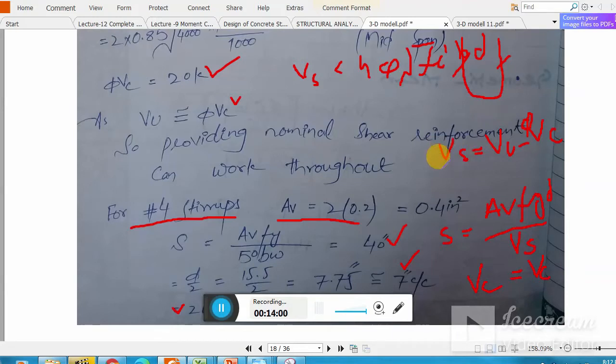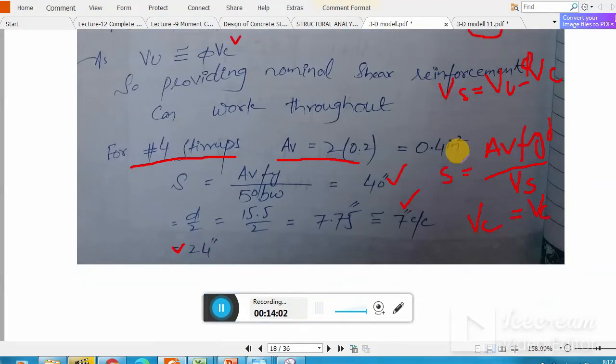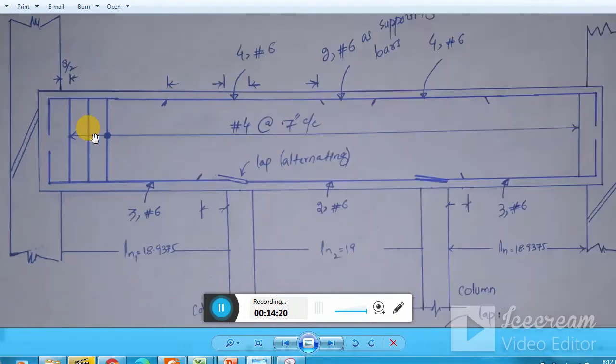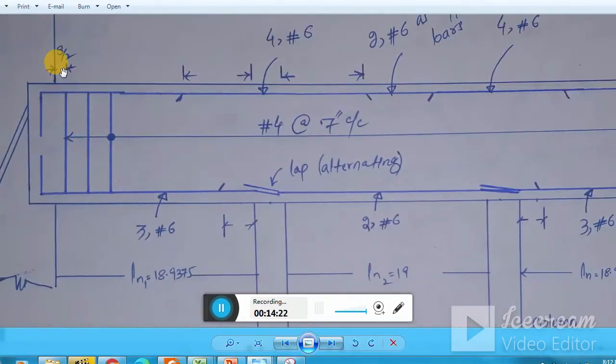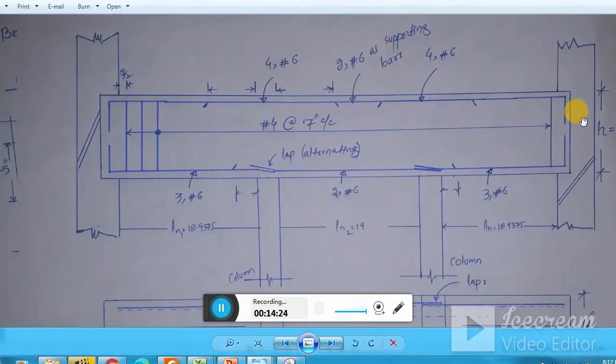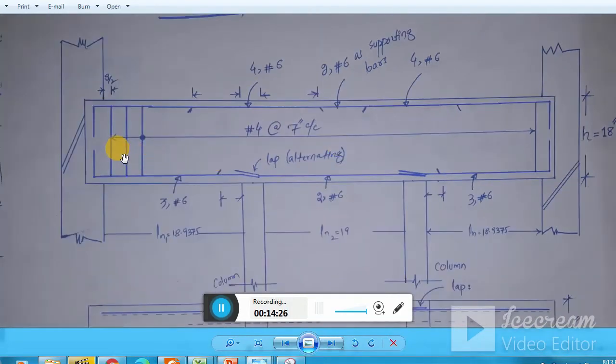If you calculate this S, it will be more than this spacing, 40 inches. So we don't need to use this one. We have to check these limitations, and this one will cover it. Okay, 7.7, I use 7 inch center to center. That is the reason that here I am showing you the shear reinforcement. The first stirrup will be placed at a distance of S by 2, and here as well. The rest of the spacing of the shear stirrups will be the same. Number 4 at 7 inch center to center.